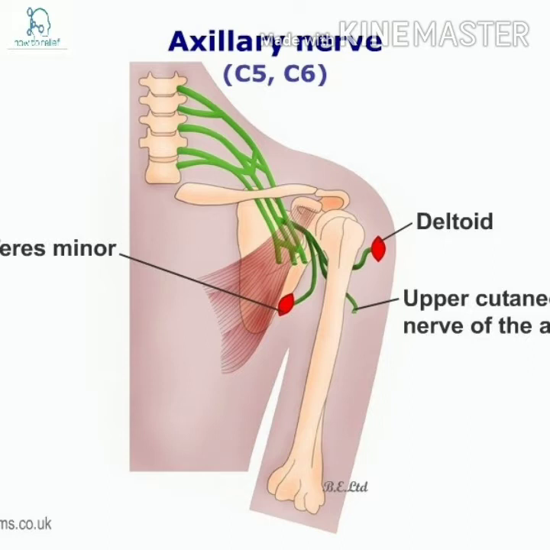The axillary nerve is a small terminal branch of the posterior cord of the brachial plexus, as you can see in the picture. It is coming from C5 and C6. Therefore its root value is the ventral rami of cervical 5 and 6 segments of the spinal cord. C5 and C6 are the cervical 5th and cervical 6th. So the root value of the axillary nerve is the ventral rami of the cervical 5-6 segments of the spinal cord.